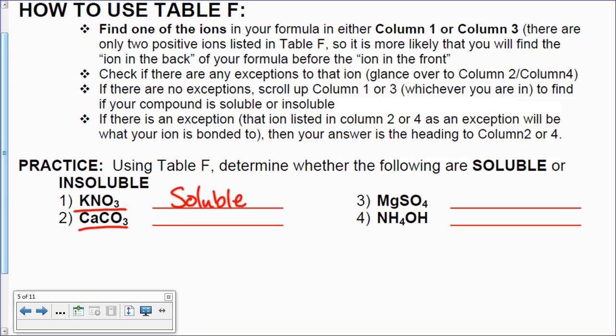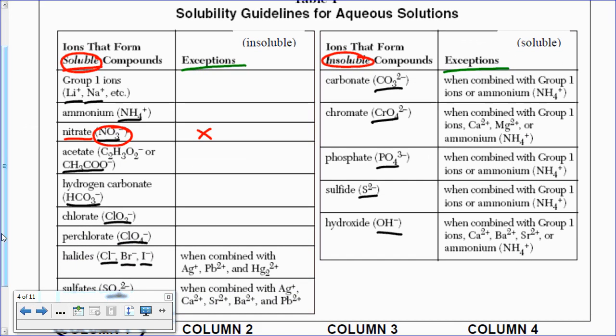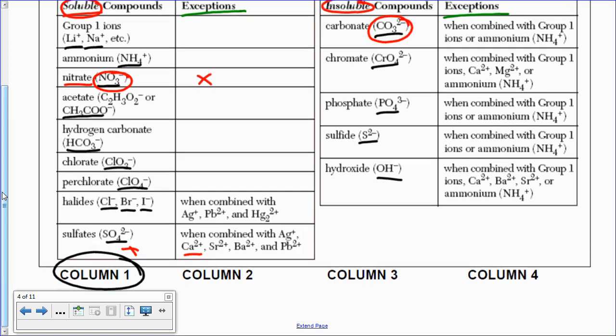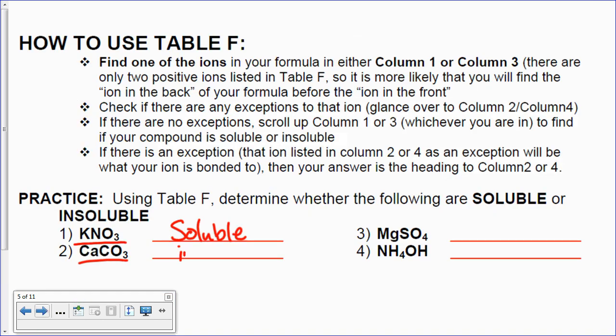Okay. CaCO3. So let's look back. We're looking for a Ca or a CO3. What are we going to find first? Ca. Well, there's a Ca there, but that's not paired up with a CO3. No. Let's see. Oh, there's CO3. And they are, let's see, insoluble unless combined with group 1 ions or ammonium. Well, it's not ammonium, and Ca is in group 2, so this stuff must be insoluble. We read to the top of the column to see what it was.